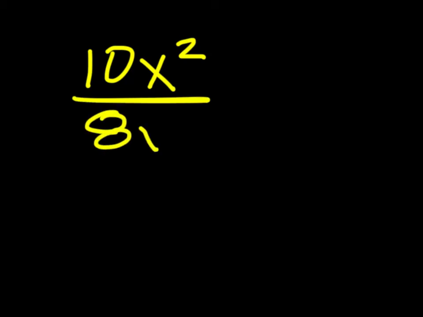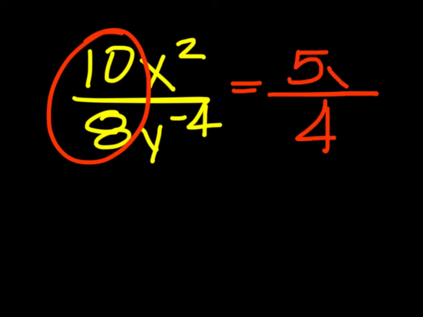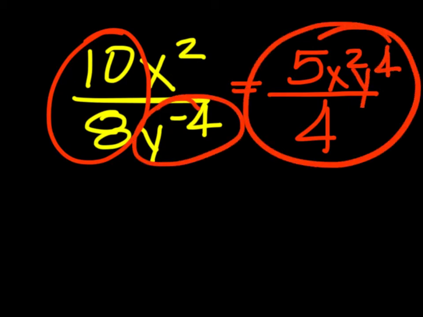Practice problem. 10x squared over 8y to the negative fourth. The solution for the practice. Start with 10 over 8. That simplifies down to 5 over 4. Your x squared on top does not move, but this one does, and becomes y to the fourth on the top.